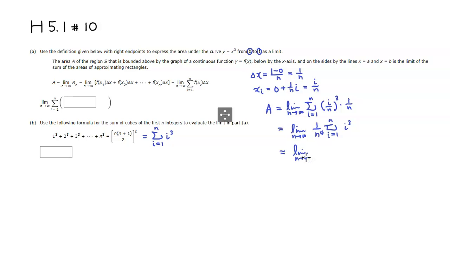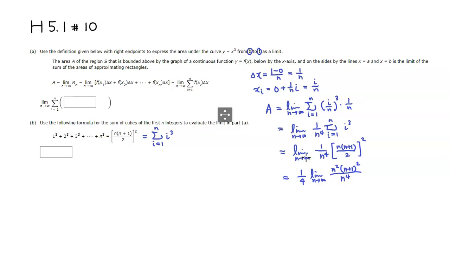The limit as n approaches infinity of 1 over n to the 4th. This sum has a formula: n times n plus 1 over 2, squared. So 2 squared is a constant, so I'm going to put 1 over 2 squared, which is 1 over 4, outside. And you have a limit as n approaches infinity. You would have n squared, and then n plus 1 squared over n to the 4th power.